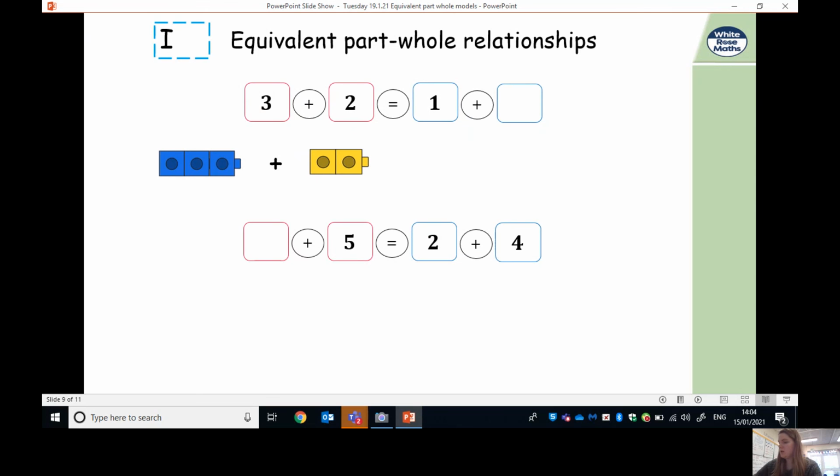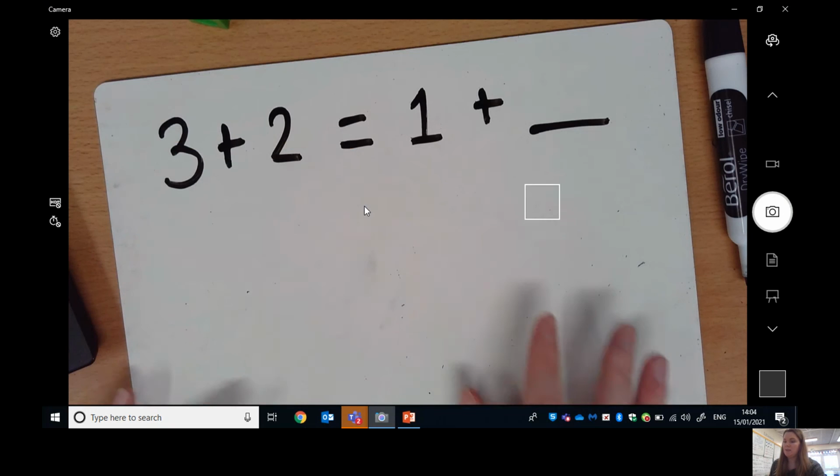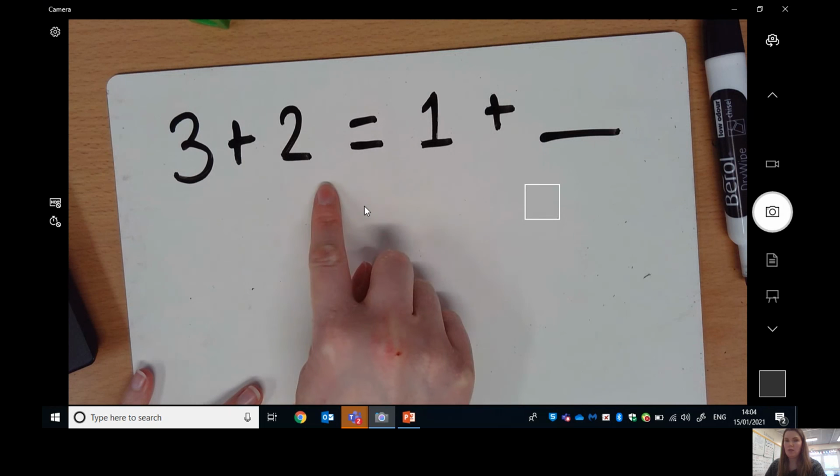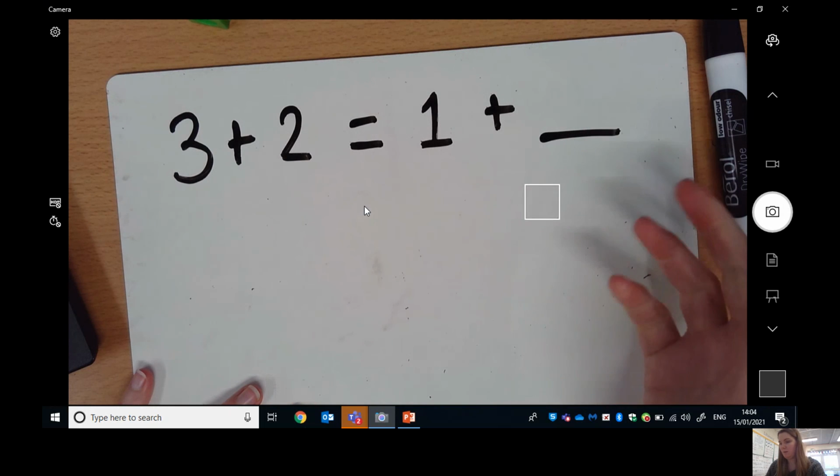Okay, so we're going to use something called a number sentence now. Okay, Miss Bamford's going to have a go making a number sentence. A number sentence shows us sums that equal exactly the same thing. So my first sentence says 3 plus 2 equals 1 plus something. We've got to work out the something. So let's have a look. My sentence says 3 plus 2 equals 1 plus something.